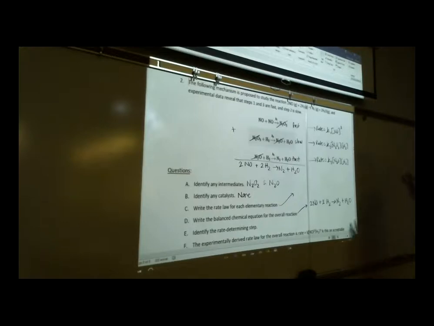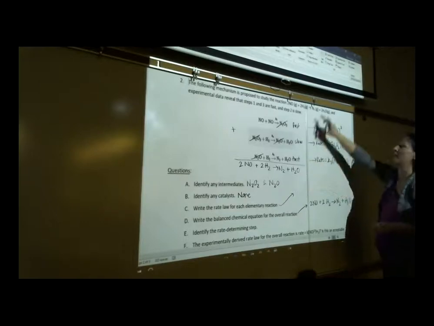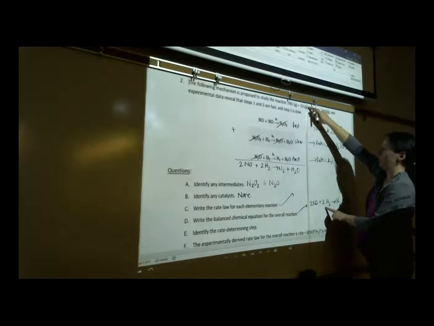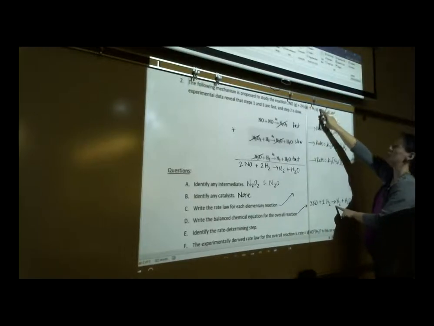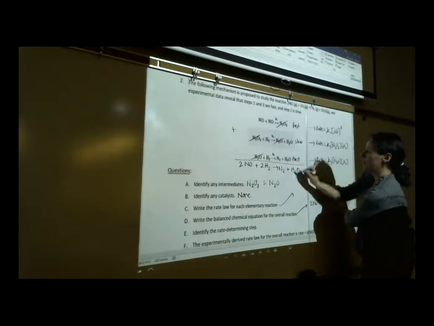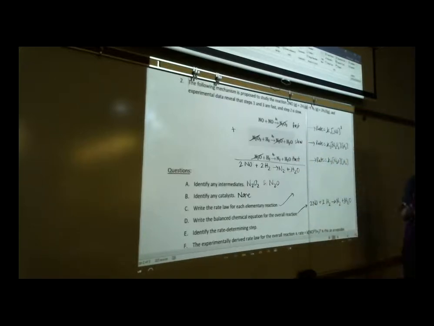Okay, just for curiosity, let's see if the mechanism adds up to the reaction I'm interested in. 2NO, 2H2, N2. Oh, there should be a 2H2O, right? Because those two add up. 2H2O. So yes, my mechanism does add up to the reaction I'm studying. That's a good thing. That's probably going to be a question we'll be asked later.